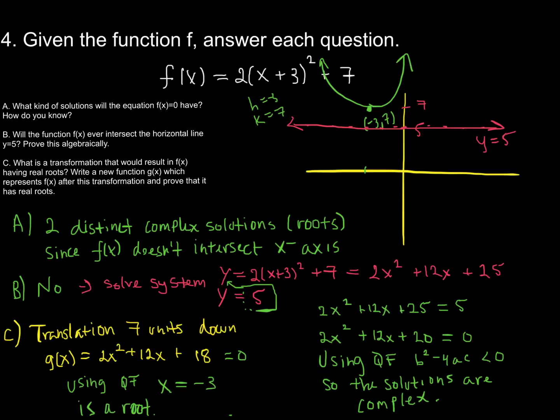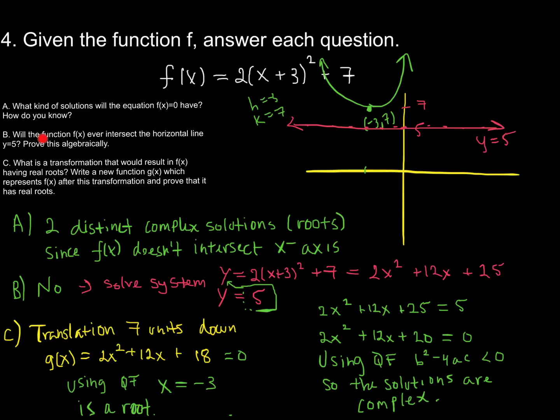So there's my function. And so based on that, I can say that it's going to have complex solutions, or complex roots, since f of x doesn't intersect the x-axis, right? So we set f of x equal to 0 for finding the roots, and so this will have only complex solutions, since it has complex roots. Will the function ever intersect the horizontal line y equals 5? So I can draw the line y equals 5, and clearly I can see, no, it's not going to intersect.